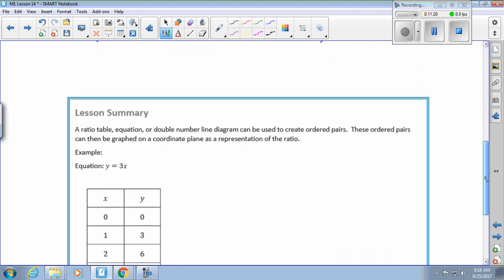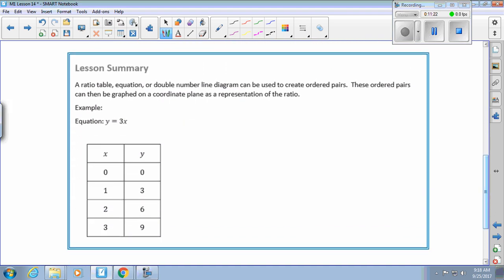Okay, down here we have the lesson summary, and on your module workbook, it's on the next page at the bottom. So if everyone could please look at page 38 at the bottom. It says a ratio table equation or double number line diagram can be used to create ordered pairs. Does anyone remember what ordered pairs are from 5th grade? Mackenzie? I was going to say that. Okay. We'll come back to that, okay?